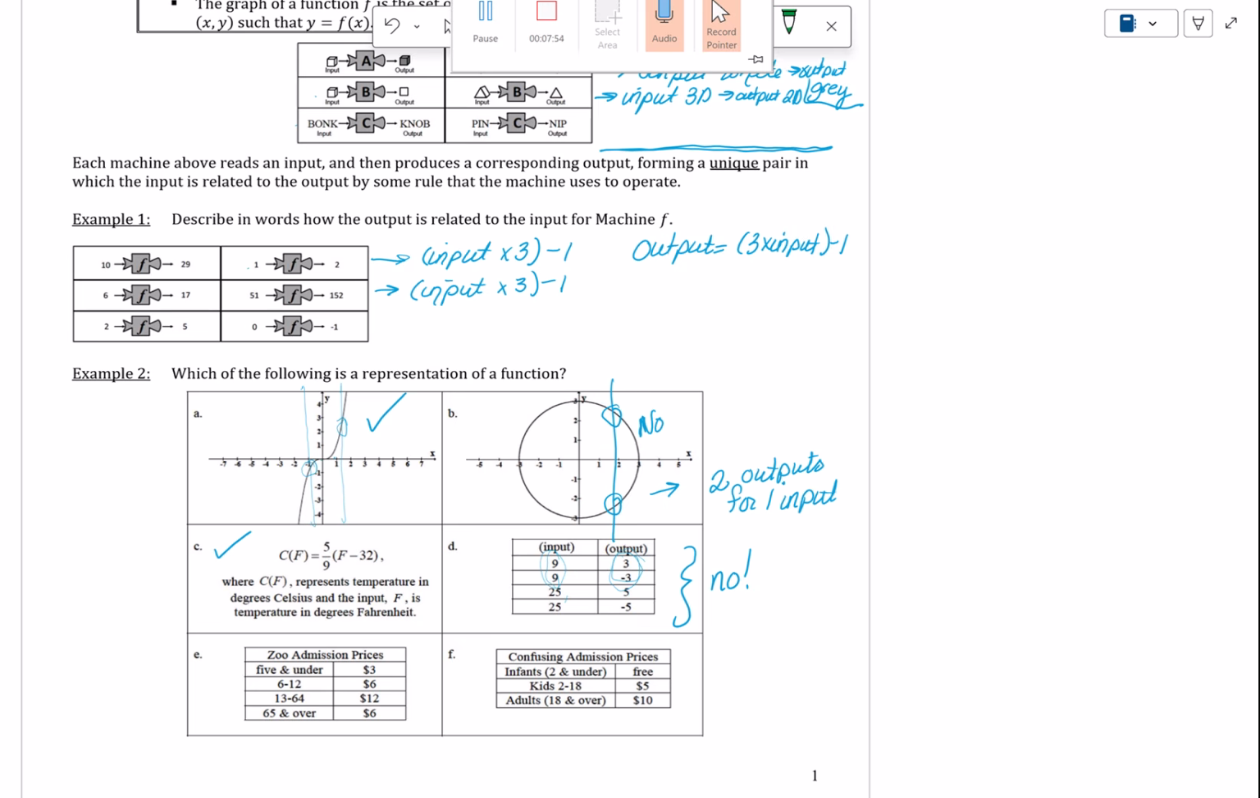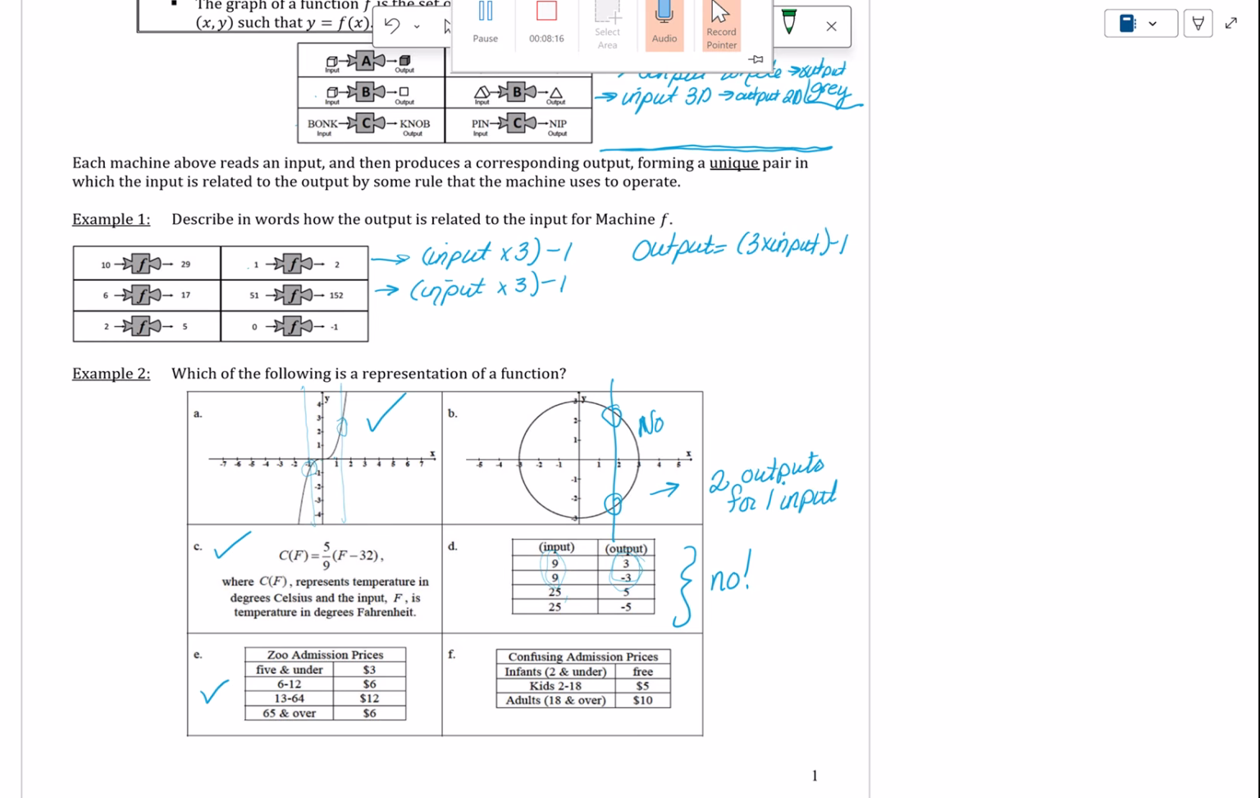All right, and here we're going to look for whether things are crossing. So 5 and under pay $3. 6 through 12 pay $6. 13 through 64 pay $12. So all our inputs are these age ranges, and they don't cross at all. So this is still a function.